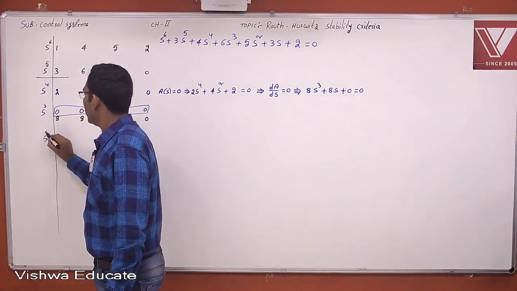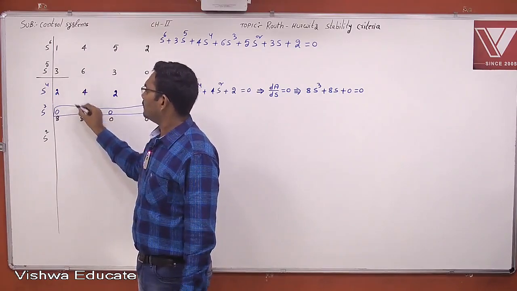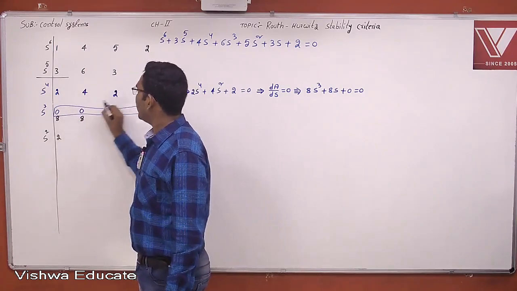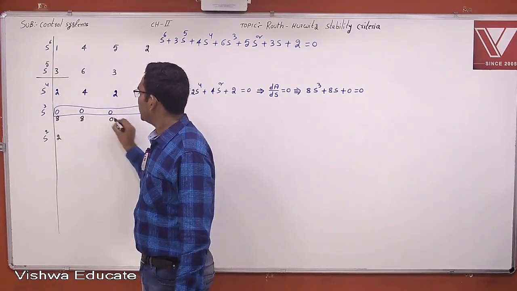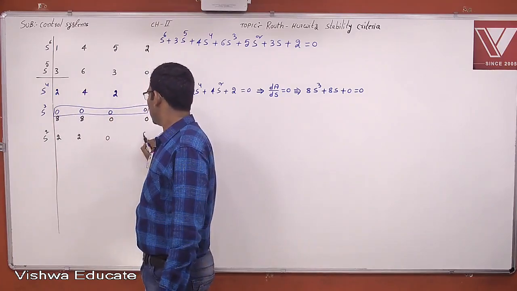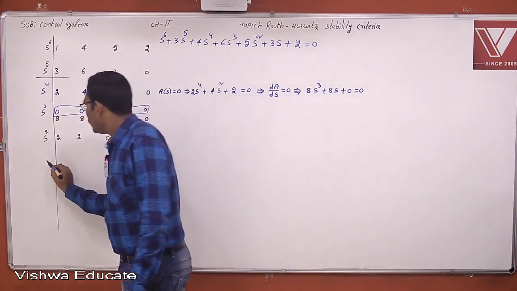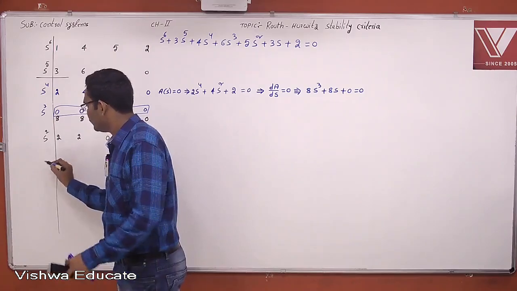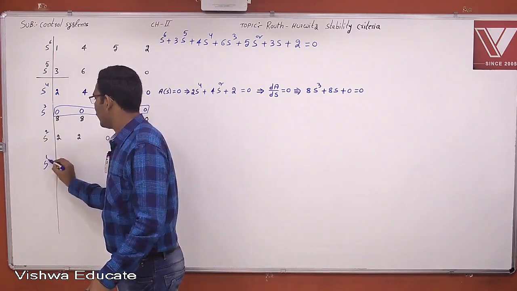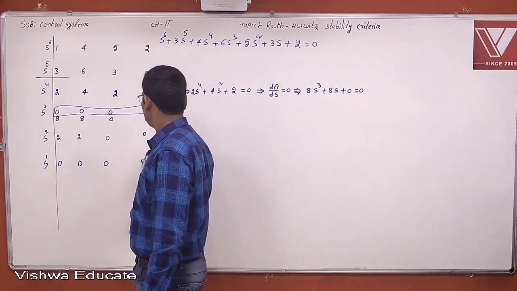Now s power 2, 8 into 4, 32 minus 16, 32 minus 16 by 8, 2. 8 into 2, 16. 16 minus 0, 16 by 8, 2, 0, 0. Right? Now continue the tabular form. Now this is s power 1. 16 minus 16, 0, 0, 0, 0.